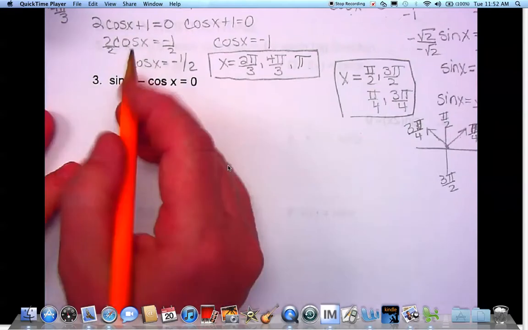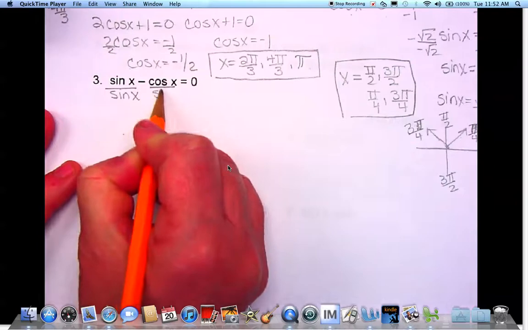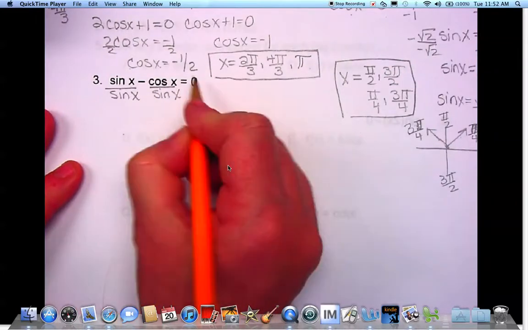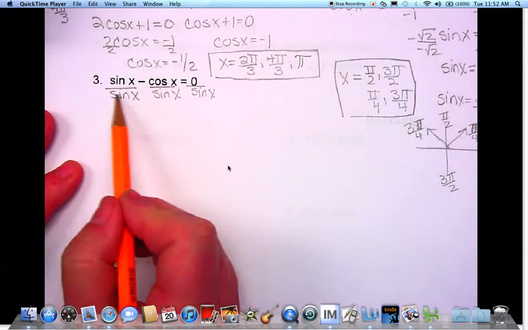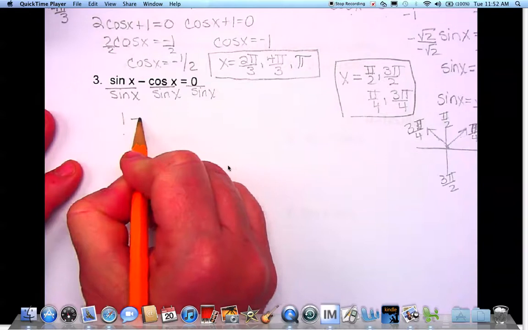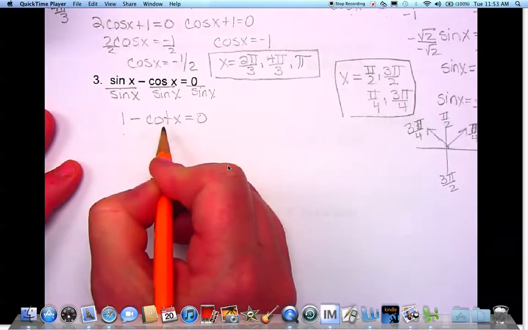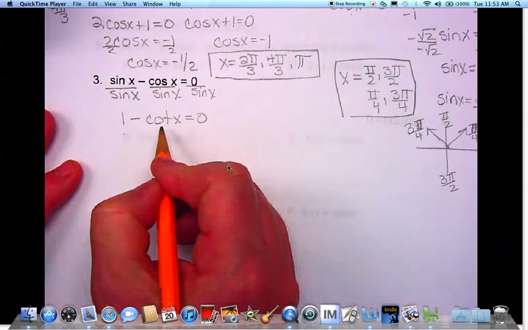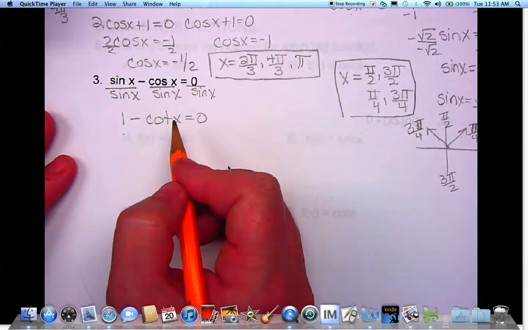Okay, this is what we're going to do. Why am I doing this? Good question. What happens here? That becomes 1 minus cotangent equals 0. Now I just have one kind of function. I don't have a sine and a cosine. I don't have a tangent and a sine or anything. I just have one cotangent.